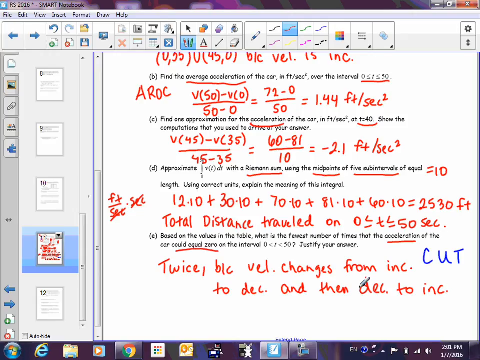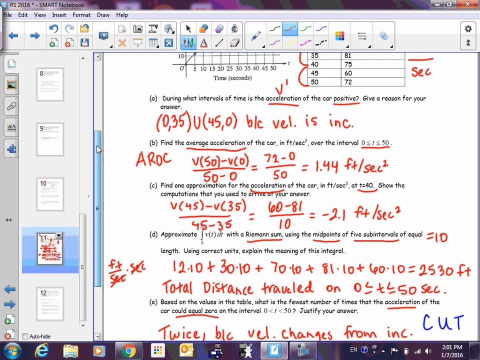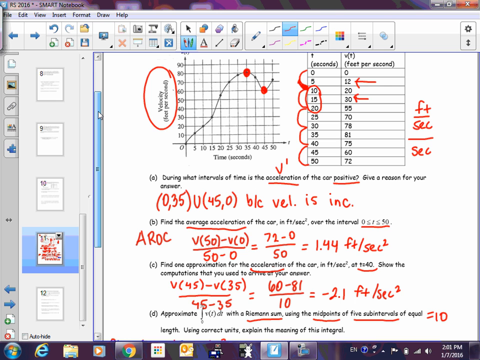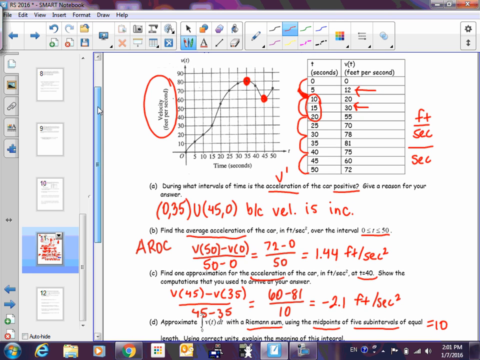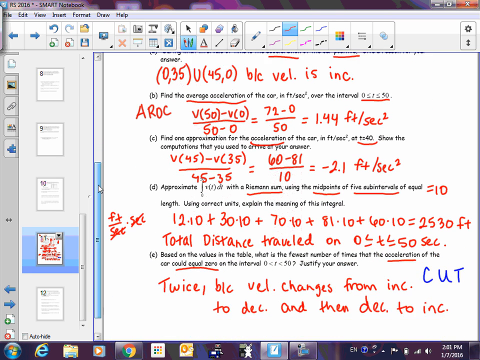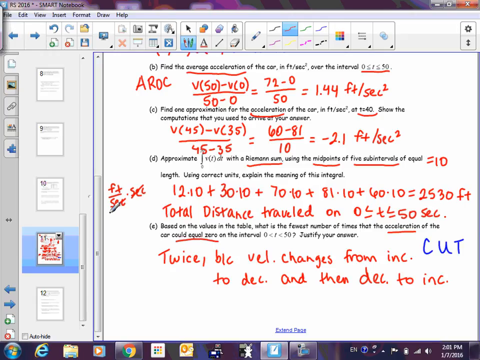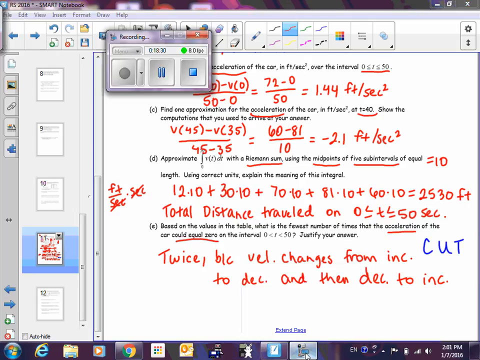Anybody think they could think of something else? What are there 2 of on that graph? Relative extrema. So you could have also said velocity has 2 relative extrema. This is probably, though, really what most people would put. Okay? I'm going to put this in the video.